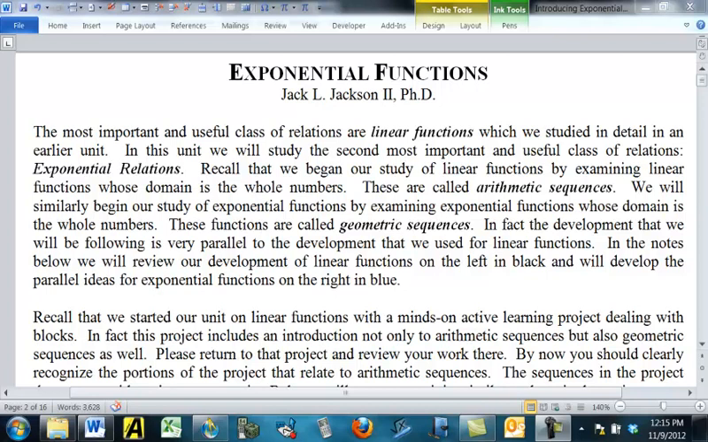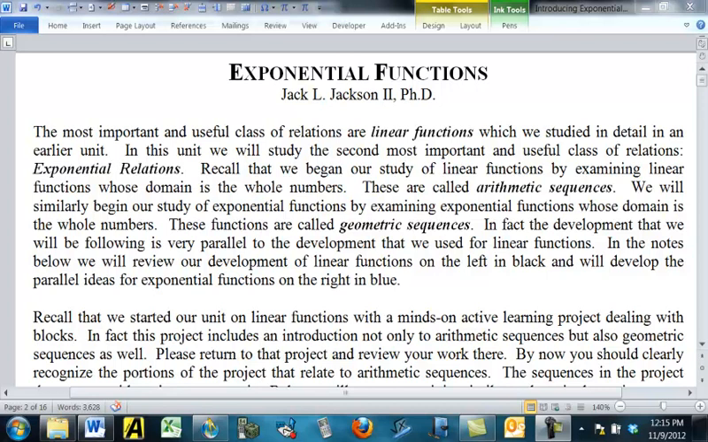Today we're going to be introducing exponential functions. Now if you remember back to one of our earlier units, we talked about linear functions, and actually linear functions I would claim would be the most important and useful class of relations. So if you just study one kind of function, it would probably be linear functions because they're very useful.